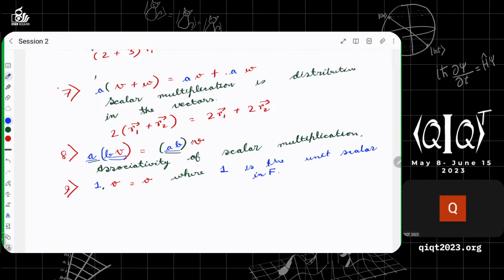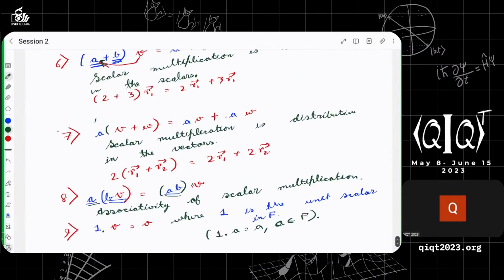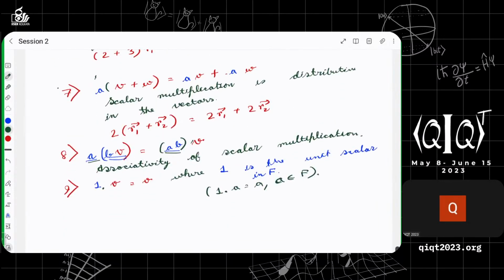And what does it mean by unit scalar? That means 1 times any scalar is the scalar itself. Yeah, so where this is in the field. So if we have to officially define a vector space, this is how you define it. Now notice that I haven't again given an example for the last two. Maybe I should do that.